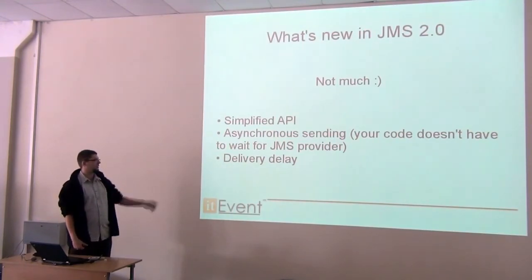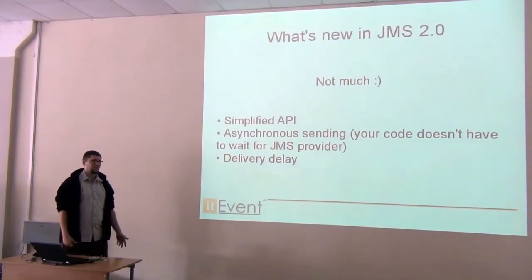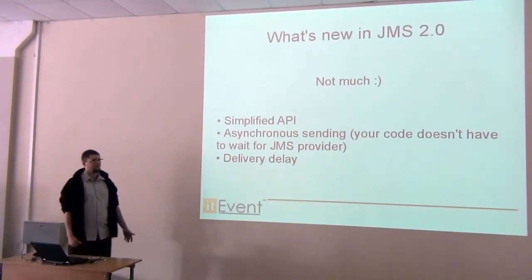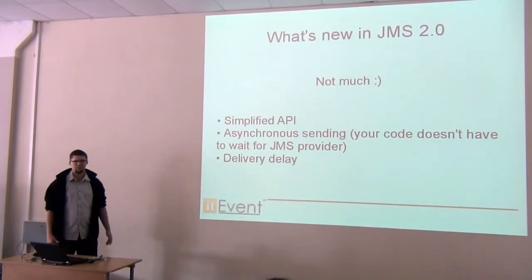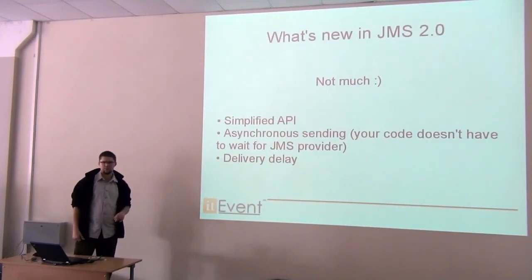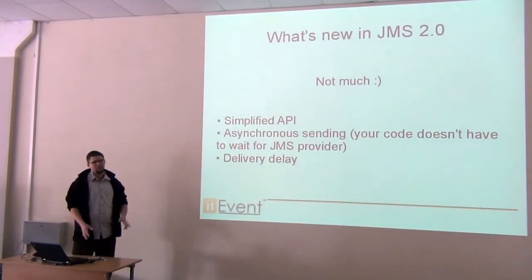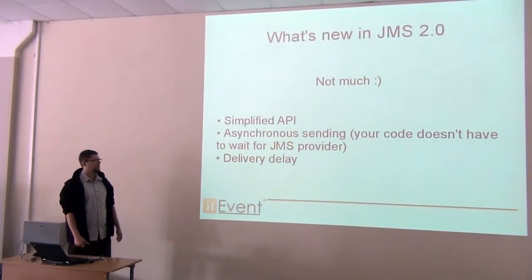And also there should be an option. There will be something called delivery delay for messages. I don't know of a use case for such a thing, to be honest. So it means that you send a message to the JMS provider and you say, wait, I know, 60 seconds before delivering it to some consumers.